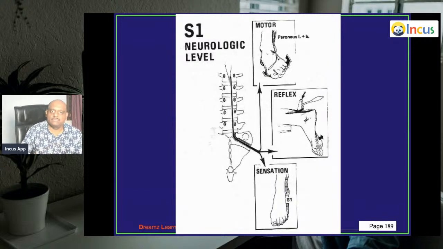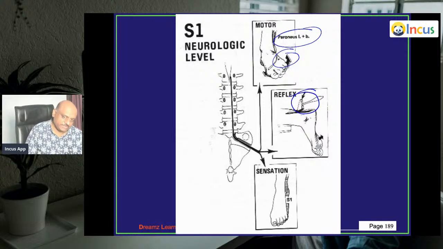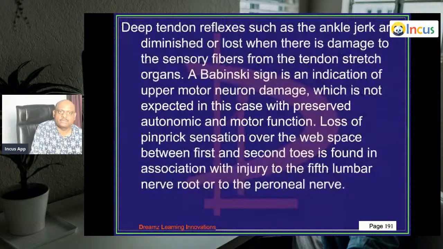Then S1, it is the peroneus longus and brevis motor. Achilles tendon is the reflex. And the little toe is S1 is what you need to remember.